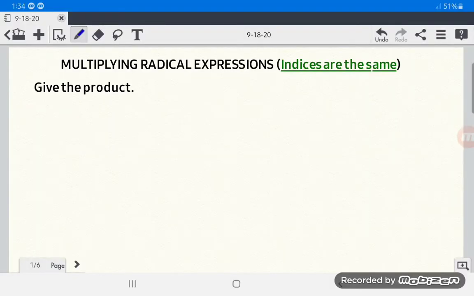Hello everyone, today we're going to multiply radical expressions. So in multiplying radical expressions, there are three cases to be considered. Number one, if the indices are the same.